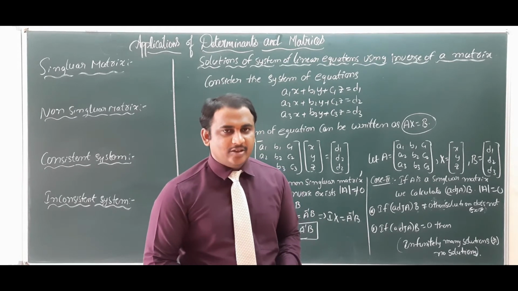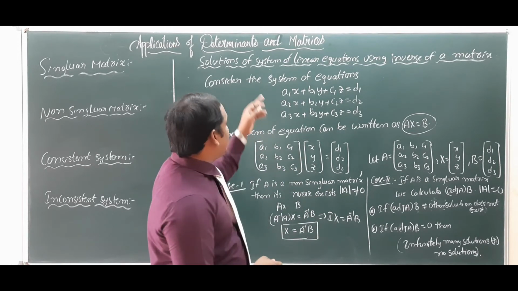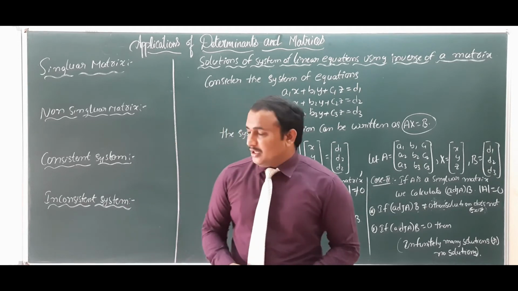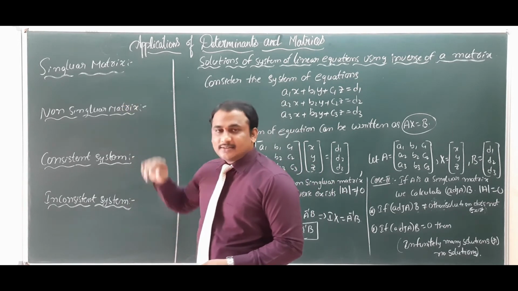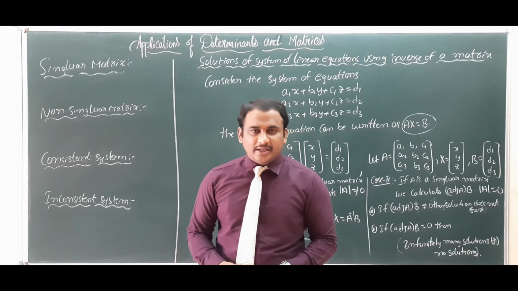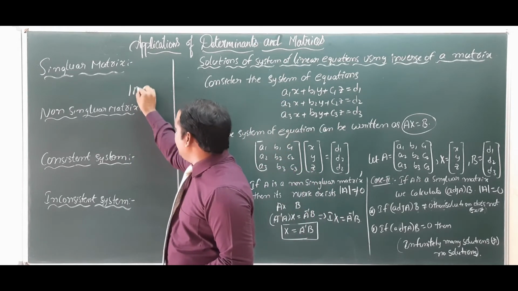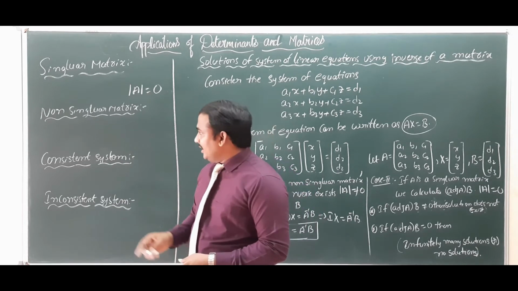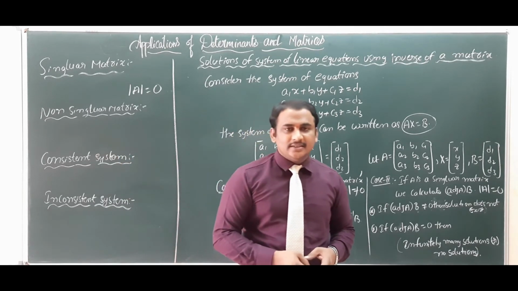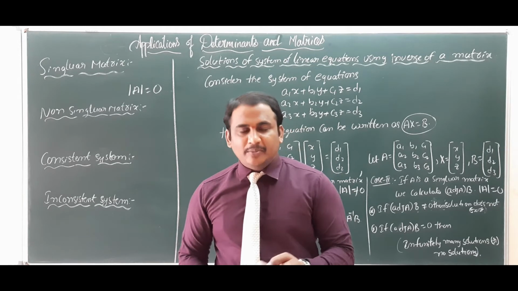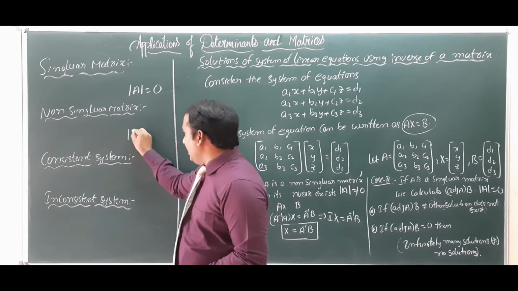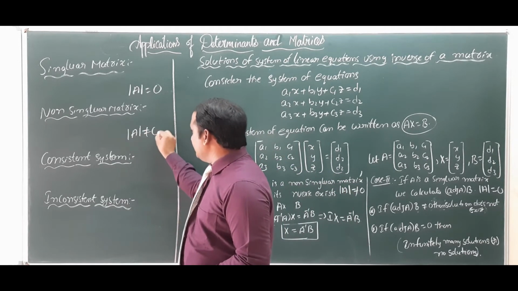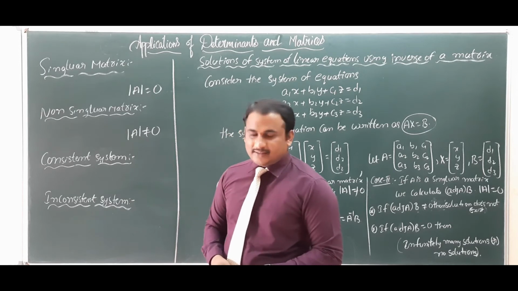In this session, I will be dealing with application of determinants and matrices. Now, what is a singular matrix? If A is a square matrix, then |A| equal to 0 is called a singular matrix. Next, what is a non-singular matrix? If A is a square matrix, then |A| not equal to 0 is called a non-singular matrix.